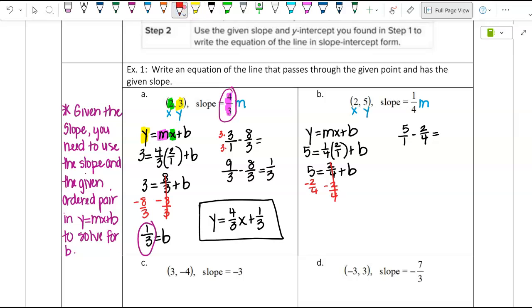I need a common denominator for 1 and 4, which would be 4. So I'm going to multiply the first fraction by 4, both numerator and denominator, to get 20 over 4 minus 2 over 4. Now that I have a common denominator, I can subtract the numerators. 20 minus 2 is 18 over 4. That can be reduced. They are both divisible by 2.